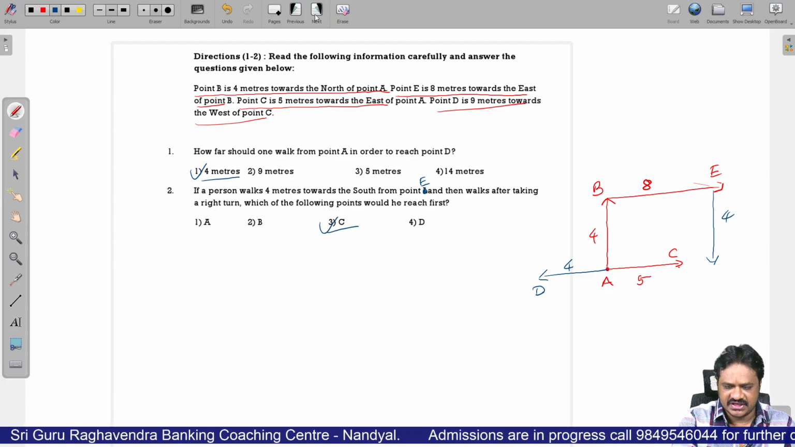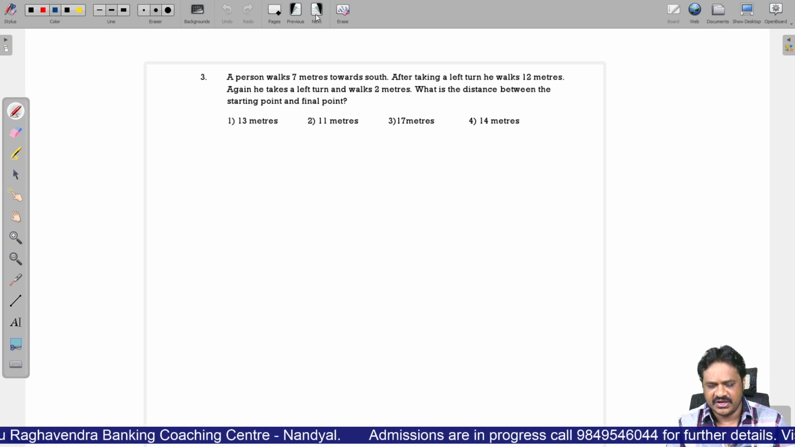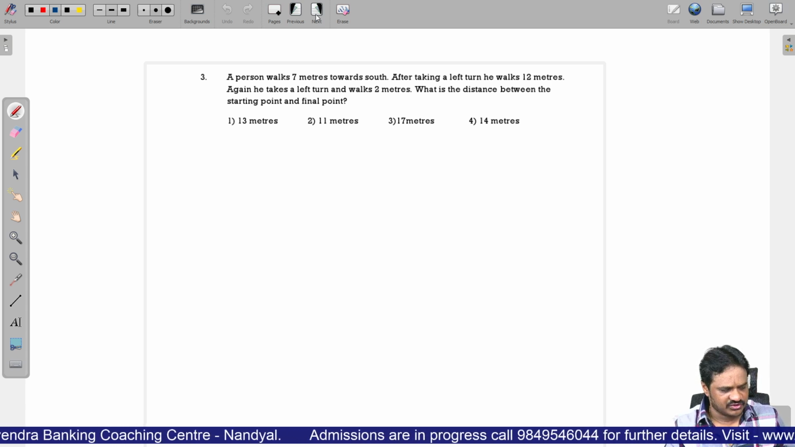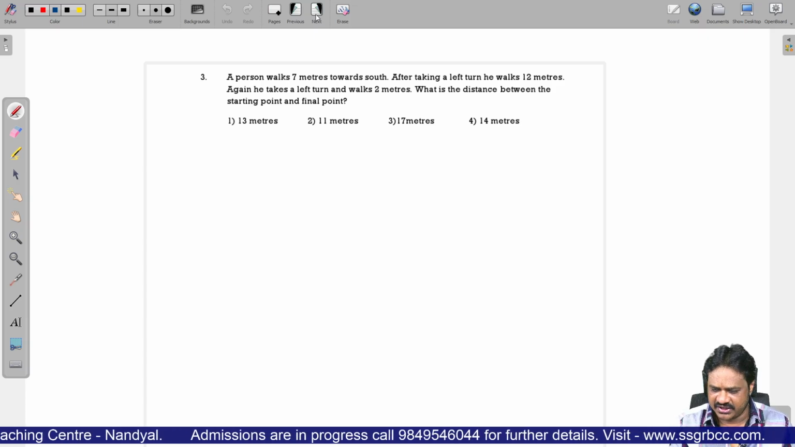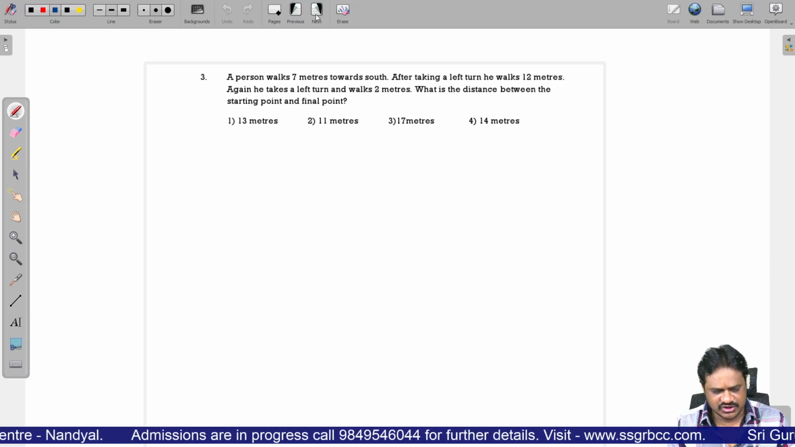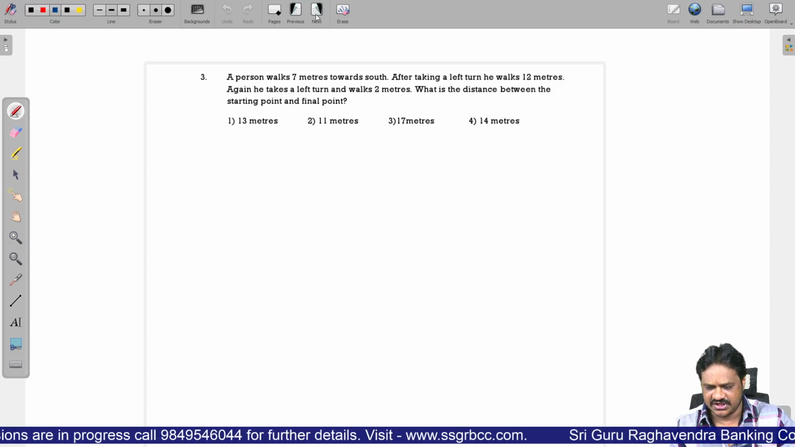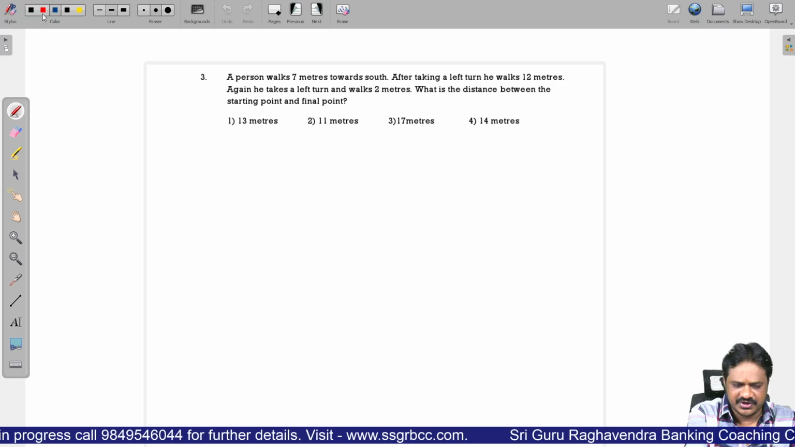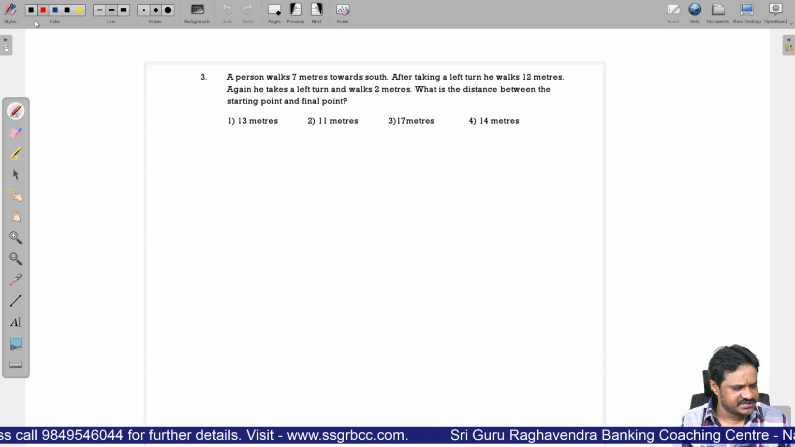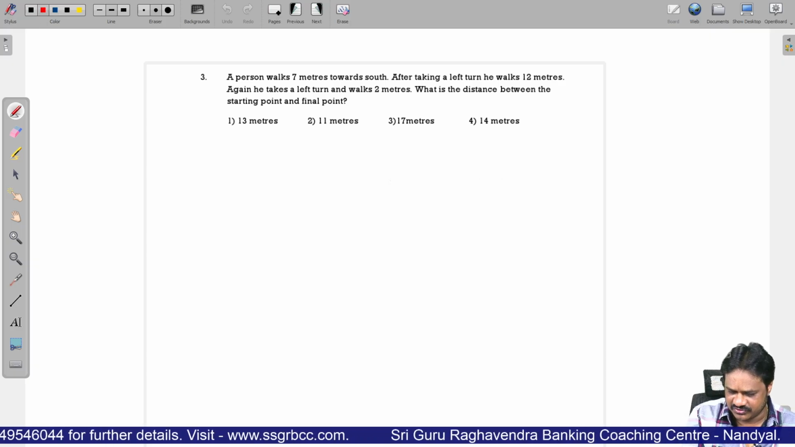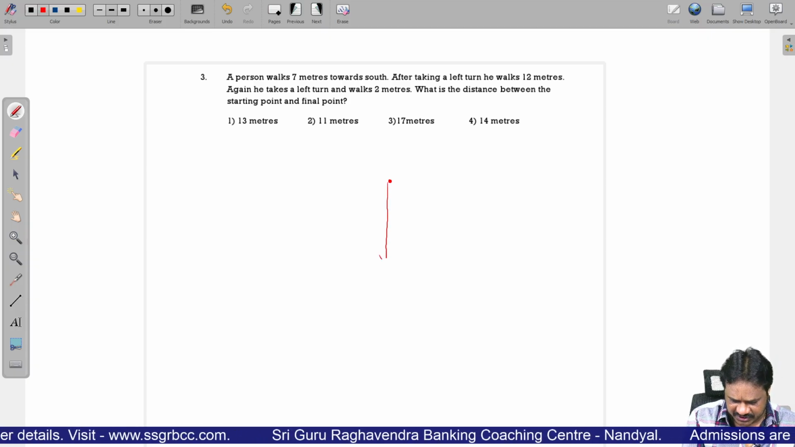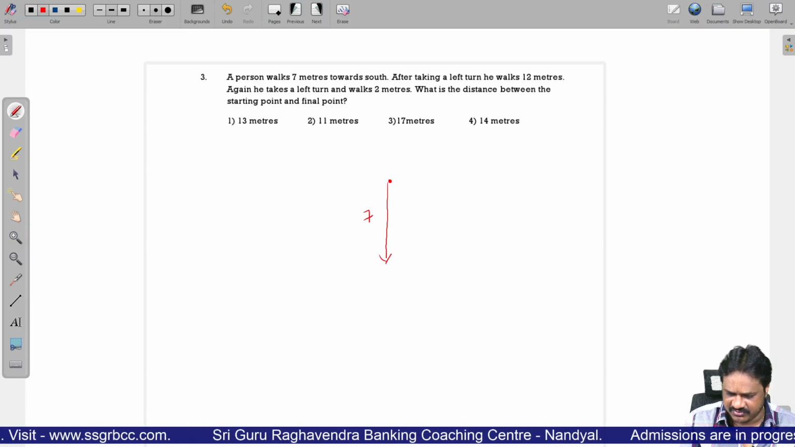Now let us see the next question. A person walks 7 meters south. After taking a left turn, he walks 12 meters. Then again he takes a left turn and walks 2 meters. What is the distance between his starting point and final position? A person walks 7 meters south. So, this is one point. From here, a person is walking south. How many meters? 7 meters.